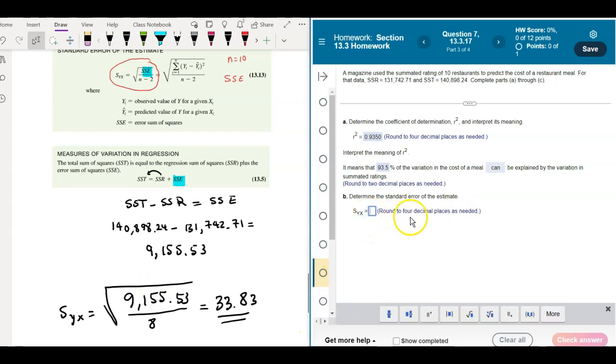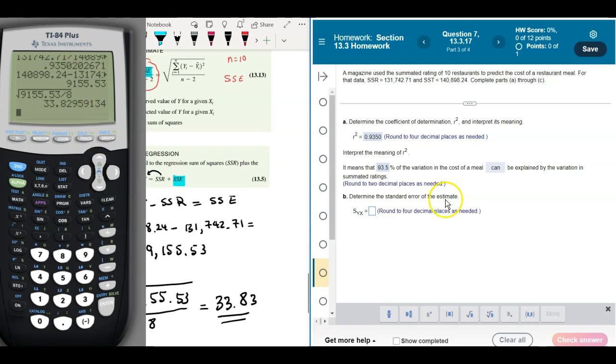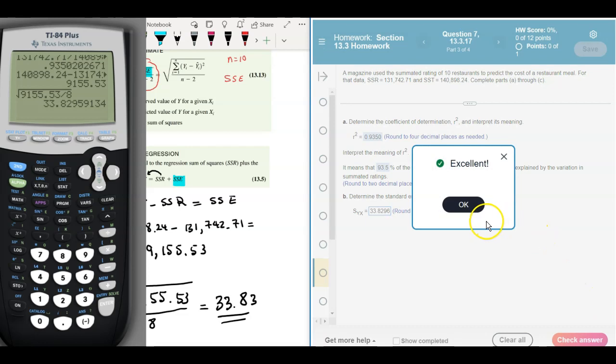Okay, so let's plug it in. They want 4 decimal places. So 4 decimal places. Let's take it right away. So it can be 33.8295. Check it. Okay, looks good.